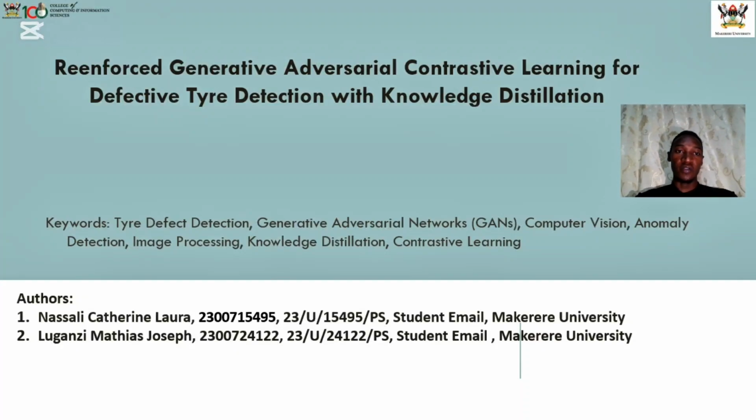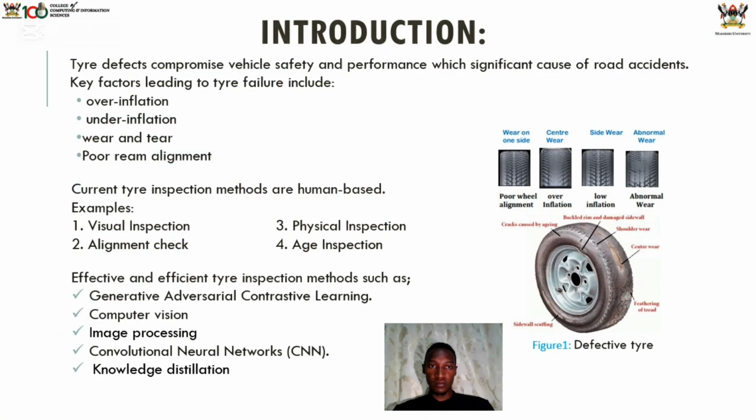Our project is reinforced generative adversarial contrastive learning for defect detection with legislation. This is going to be a presentation on how models are developed and their output. Some of the keywords in this project are defect detection, generative adversarial neural network, computational vision, anomaly detection, image processing, and contrastive learning.